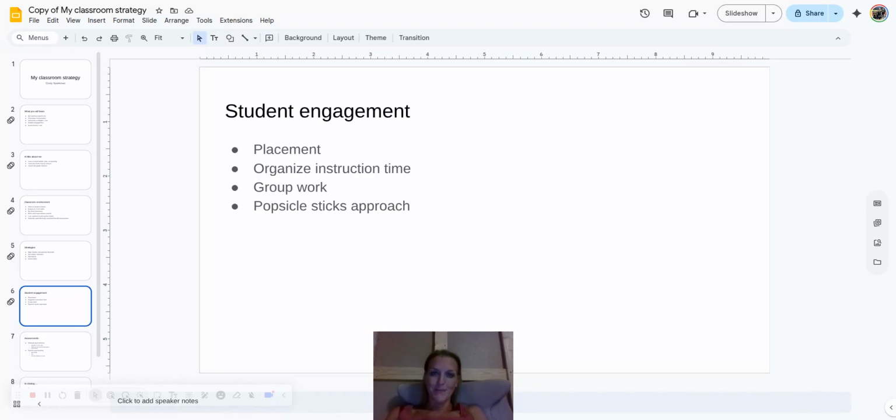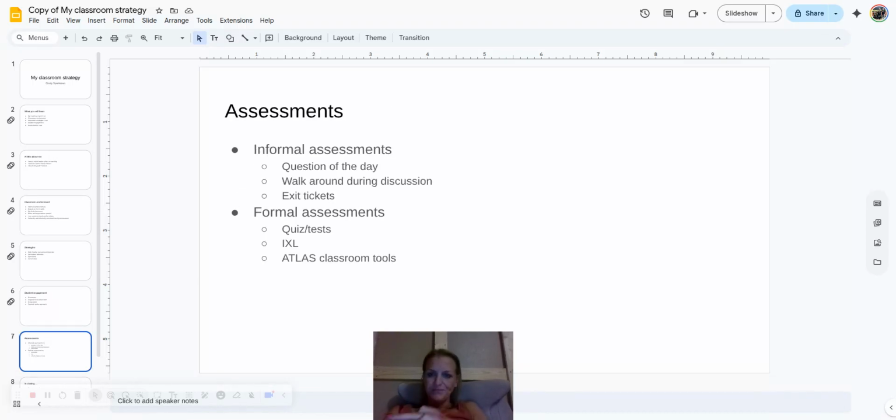Or I resort to the popsicle sticks, which have all of their names on them. If they don't feel like engaging that day, which is rare, I will go ahead and pull their names. And they know whenever those popsicle sticks come out that I'm randomly calling on someone, and usually it gets them going to engage in class.